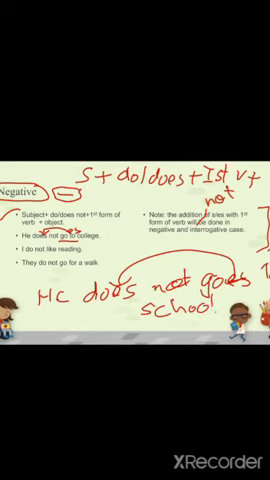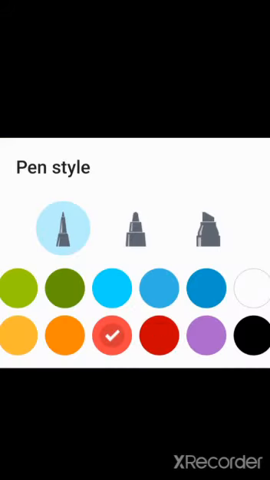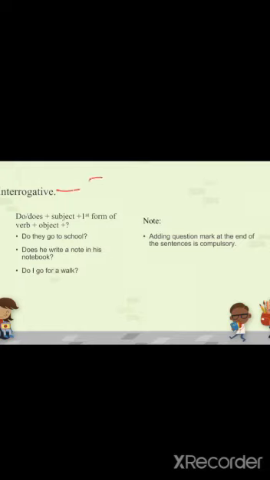Now, coming to the next slide, how we will make the interrogative sentences. Interrogative means question mark. Now, you will bring the helping verb in the start and then the subject, then the first form of the verb, object, and then the question mark. Do they go to school? Question mark. Does he write a note in his notebook? Question mark. Do I go for a walk? Question mark.